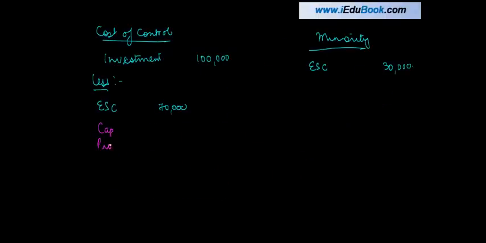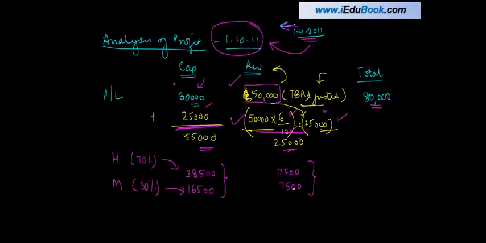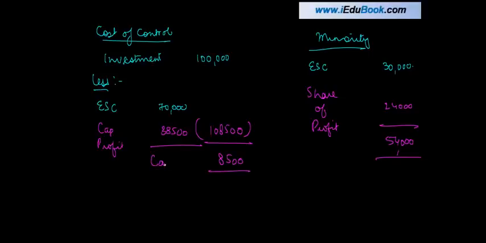Capital profit 38,500. Share of profit of minority is what? You can either write it separately or individually. I am writing here, taking them together: 16,500 plus 7,500, that is 24,000. This gives me 54,000, right? 70 plus 38 gives me 108,500. When subtracted from this, it gives you minus 8,500, which is capital reserve. Why? Because what I received is more than what I paid, right?